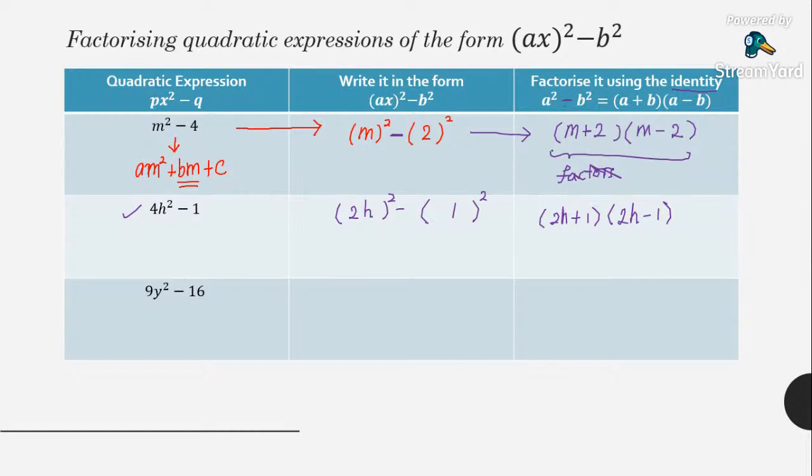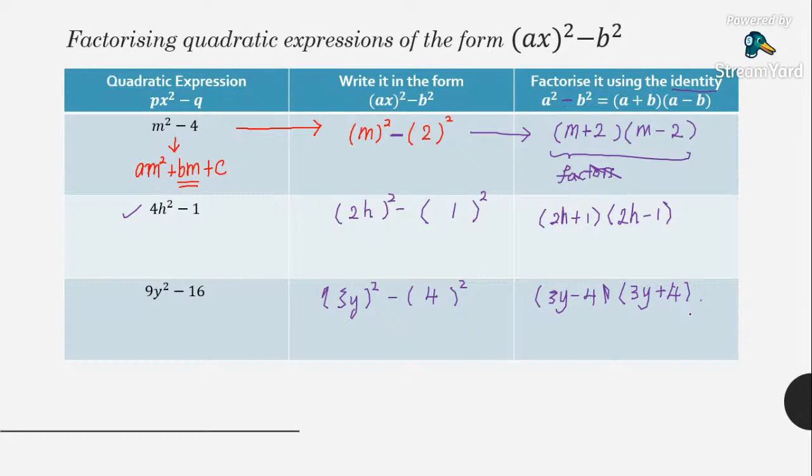That's it. Okay, so for the third one, it's the same. I have bracket square minus bracket square. So in order to get a 9, it will be a 3y. This is 16, so it's a 4 square. So it will be 3y minus 4 and 3y plus 4. So that's for the first three examples. So this should be very familiar to you already.